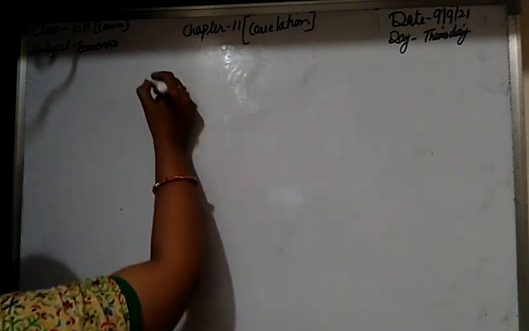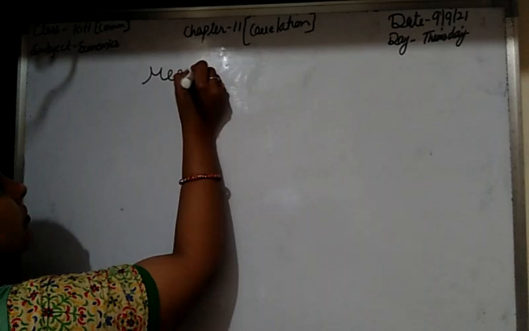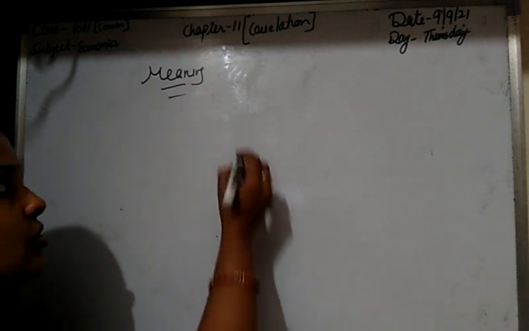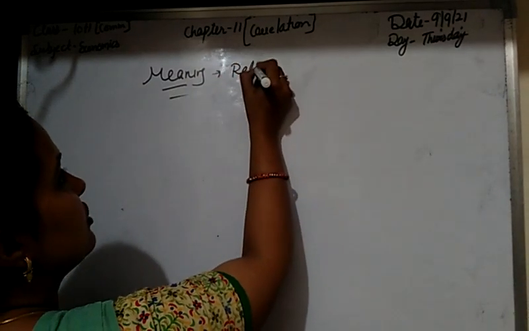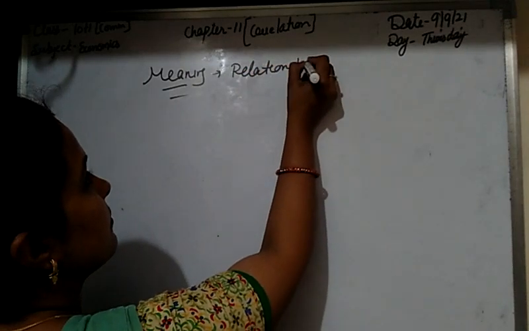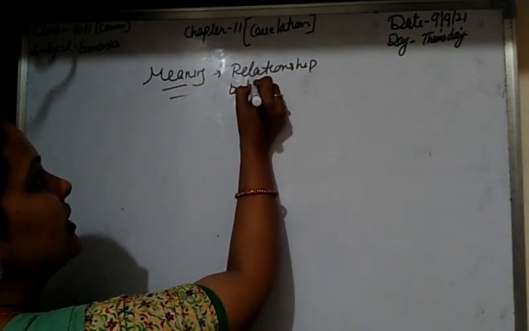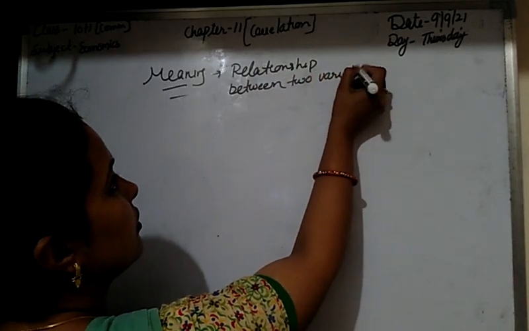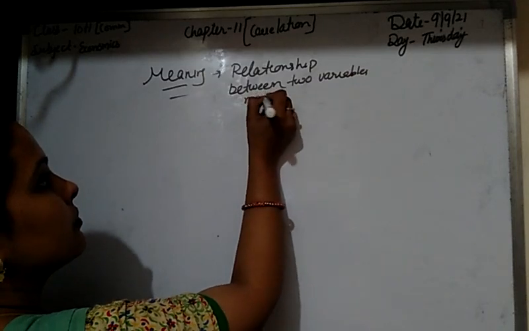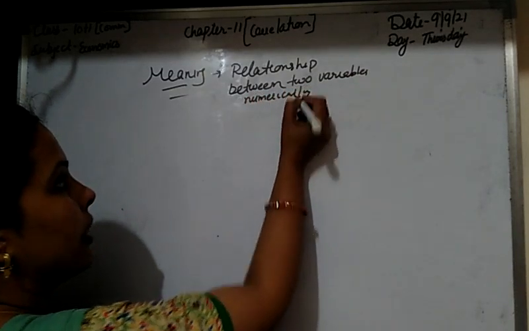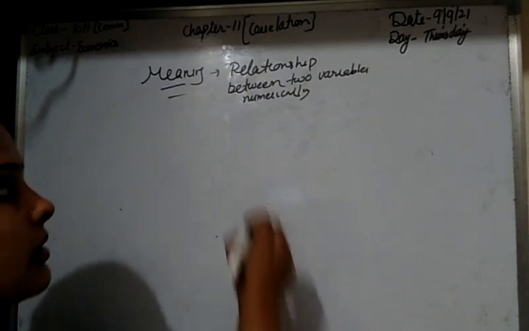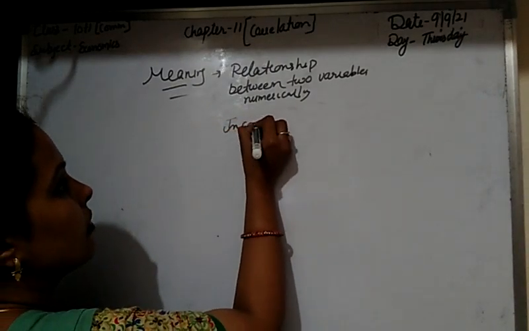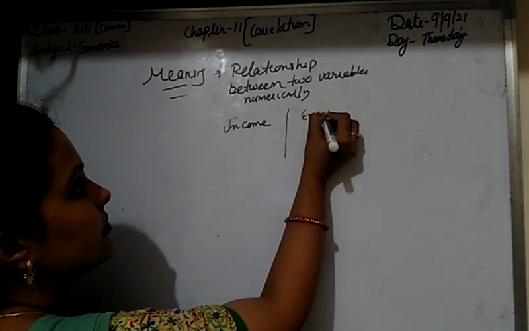First of all, meaning. So, students, correlation indicates the relationship between two variables numerically. Relationship between two variables numerically. Okay, so two variables like income and expenditures.